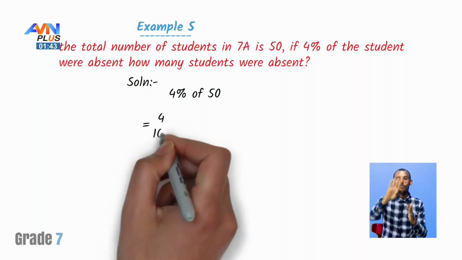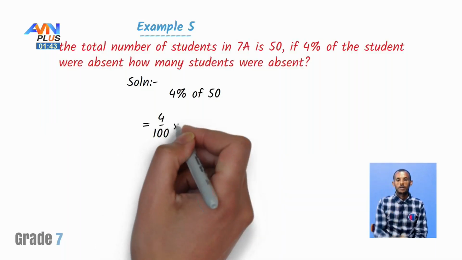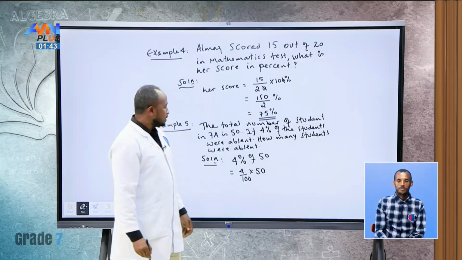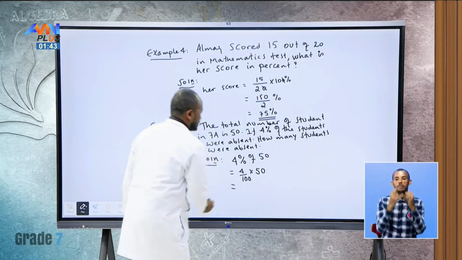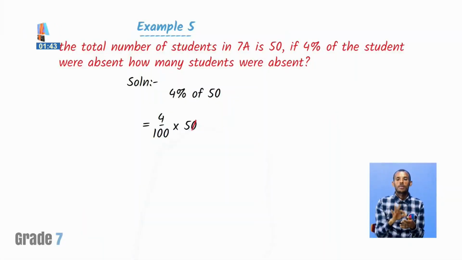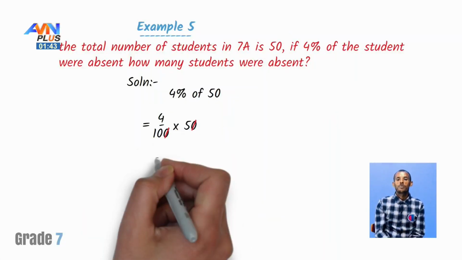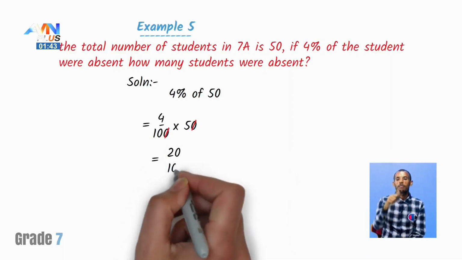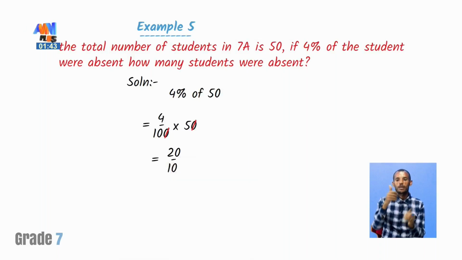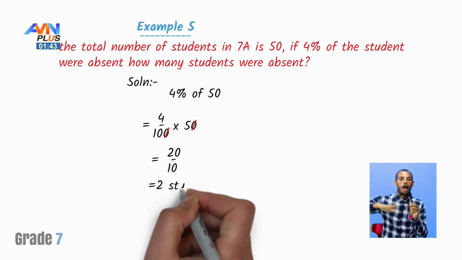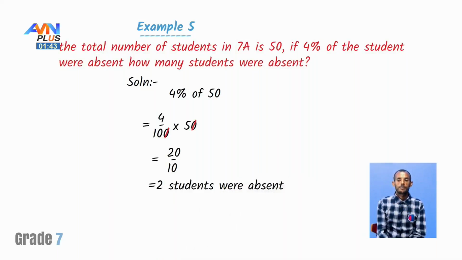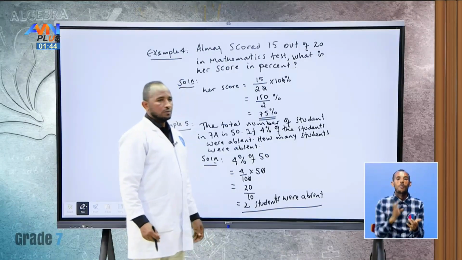4% means 4 out of 100, 4 over 100 times 50. So when you simplify this, you can cancel 0 by 0. And 4 times 5 is 20 divided by 10. 20 over 10 is 2. 2 students were absent. So this will be the answer. Now we'll proceed to another example.